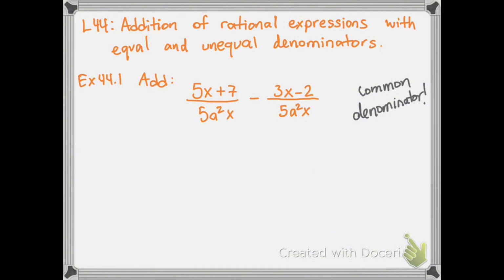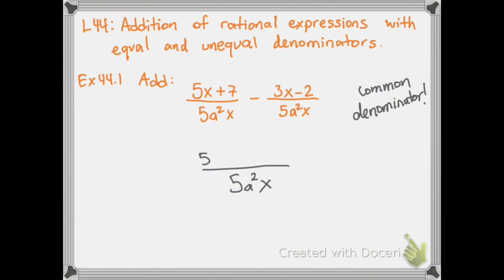So in this case, we have the same denominator, 5a^2x. So that would be our denominator. Remember, we just keep the denominator and we add or subtract the numerator.